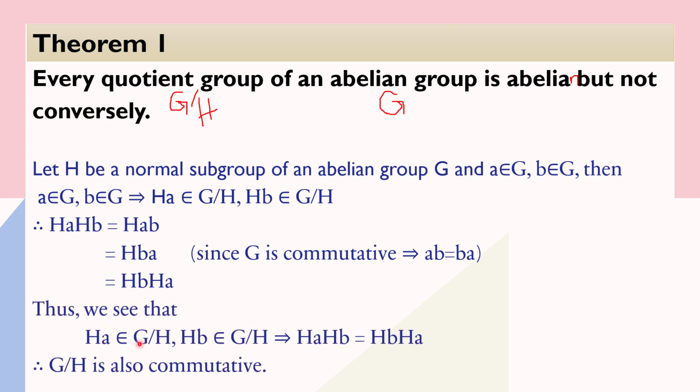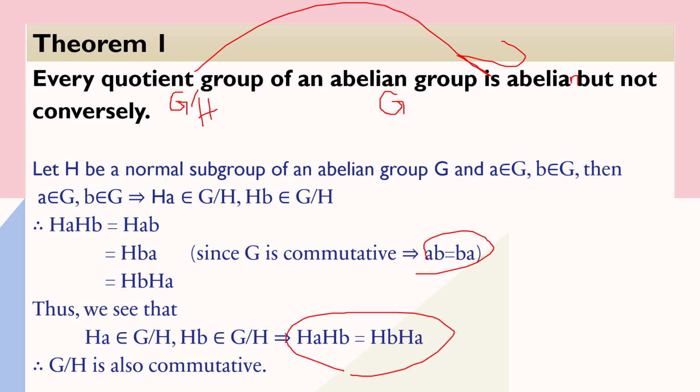That is, HA is an element of G by H, HB is an element of G by H, which implies HAHB is equal to HBHA. So G by H is also commutative. This is the property of commutativity that we are proving, because we have to prove that every quotient group of an abelian group is abelian. To prove that the quotient group is abelian, we have to prove this property, that is, AB is equal to BA. For a quotient group, it will be HAHB is equal to HBHA. Alright, so that's the simplest way in which we can do this theorem.